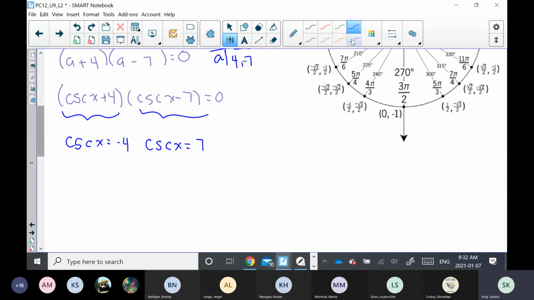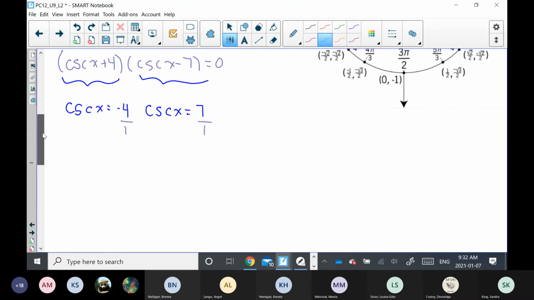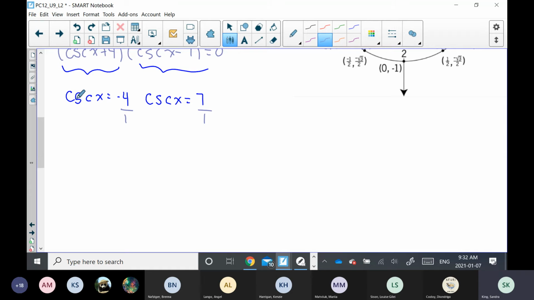Now, I don't know where cosecant is on my unit circle. So I'm going to do the reciprocal trig ratios. I'm going to put each of these over 1. And cosecant is the reciprocal of sine. So the sine of x is equal to the reciprocal of this, which is 1 over -4. And this one would be the sine of x is equal to the reciprocal of this, which is 1 over 7.